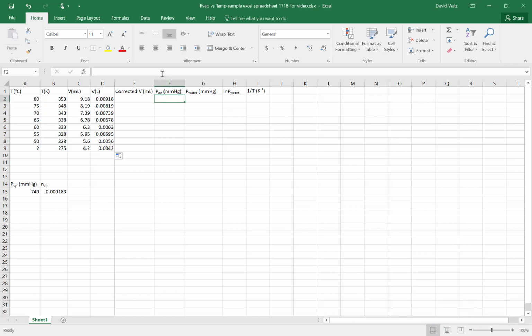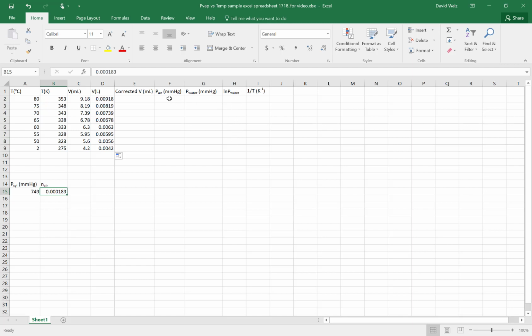P air is going to be equal to N moles of air, which is this value right here. This is going to be the same for all the cells here, your moles of air, times R. And we're going to use R in terms of mmHg. I know it's weird, but it's listed in the instructions, 62.4 mmHg. And because we want to keep everything in torr, because when we take the natural log at the end, we want torr or mmHg and not atmosphere.